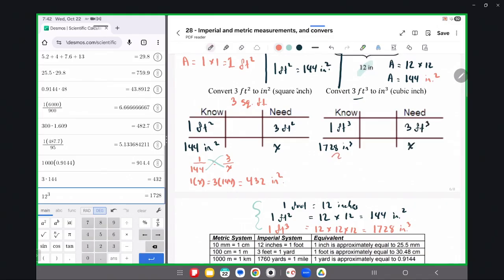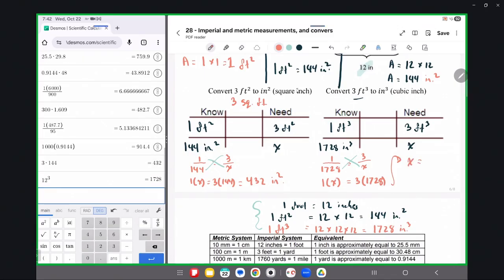So we set up our ratio. 1 over 1,728 is equal to 3 over x. Using the means and the extremes, we find that 1x is equal to 3 multiplied by 1,728. 1 times x is just x. And so 3 multiplied by 1,728 is going to be 5,184 inches cubed. So you get quite large numbers when you start converting volumes.